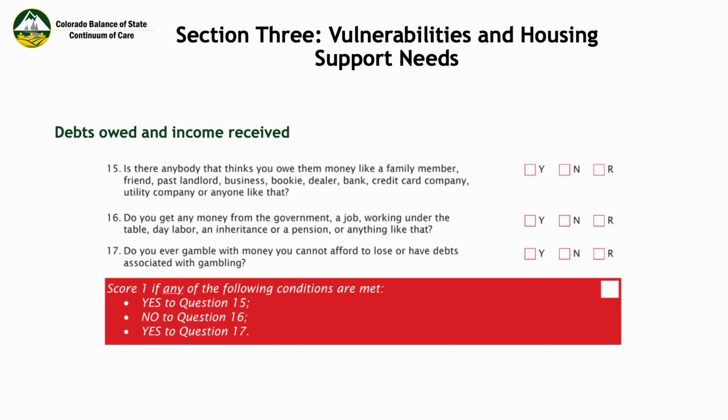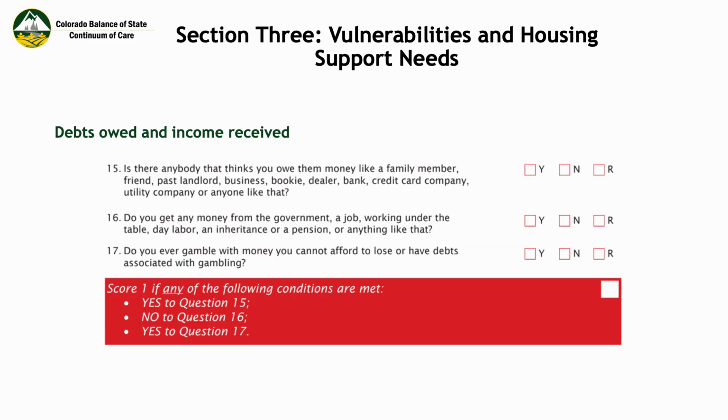Continuing on in Section 3, Vulnerabilities and Housing Support Needs, questions 15, 16, and 17 ask about debts owed and income received. Question 15 states, is there anybody that thinks you owe them money, like a family member, friend, past landlord, business, bookie, dealer, bank, credit card company, utility company, or anyone like that? And the responses are yes, no, or refused.